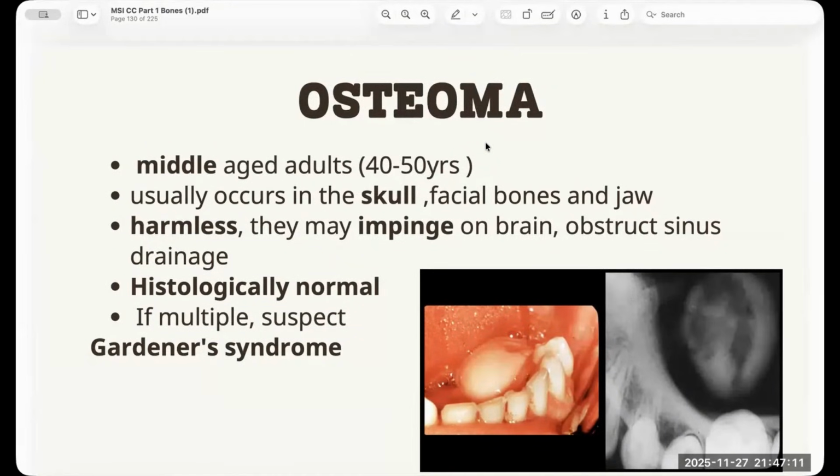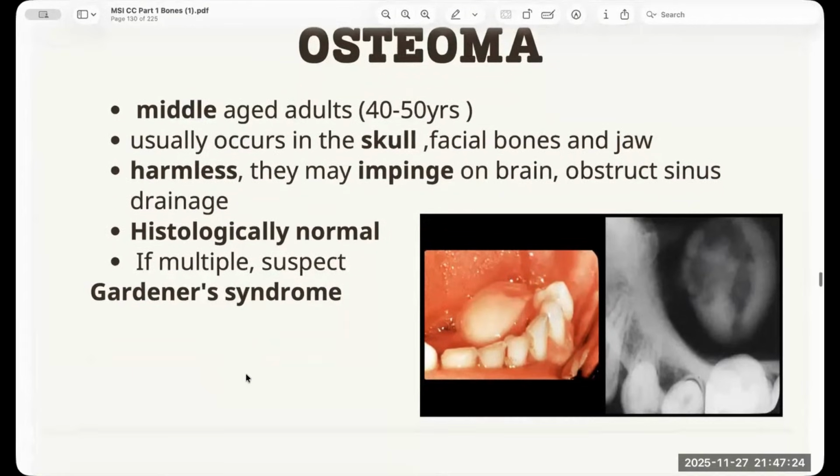Osteoma is a benign tumor of adults, between the 40s and 50s. It usually occurs in the skull, facial bones, and jaw, such as in the pictures shown here next to the teeth. They're harmless. However, they can impinge on nerves, brain, and sinus drainage, and so on. It also very commonly shows up in the sinuses. It's histologically normal, but if multiple of them are seen, do suspect Gardner's syndrome. I'm not going to go into details for that. You don't need to confuse yourself.